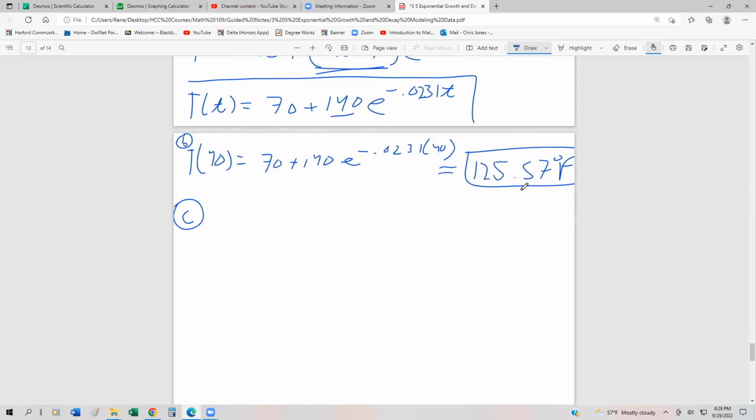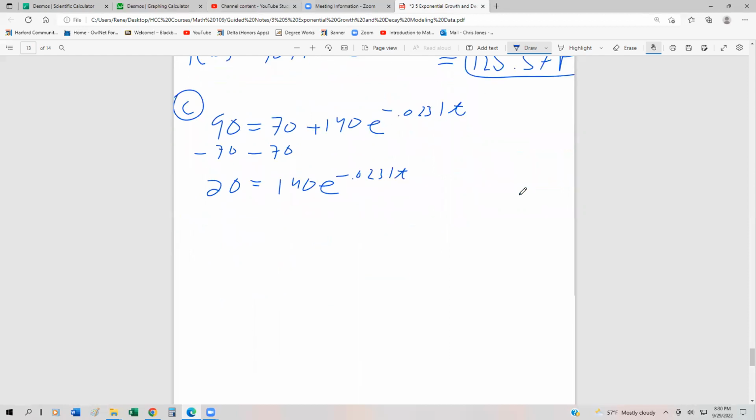But all we're going to do is substitute that 90 back in. So 90 equals 70 plus 140 e to the negative 0.0231 t. We're going to subtract 70 from both sides, and so we get 20 equals 140 e to the negative 0.0231 t. We're going to divide by 140, so 20 over 140. That's just going to become 1/7. So 1/7, just by dividing it out, is equal to e to the negative 0.0231 t.